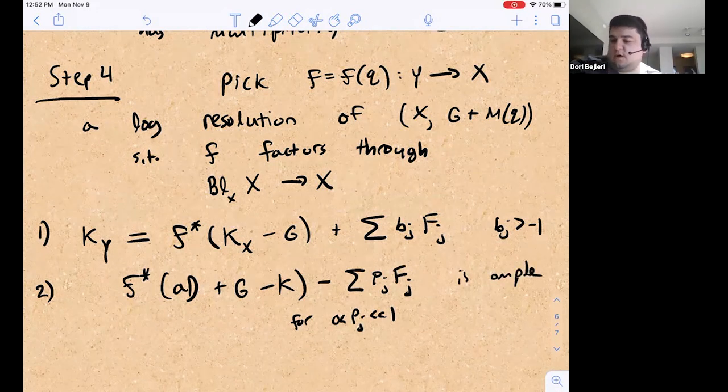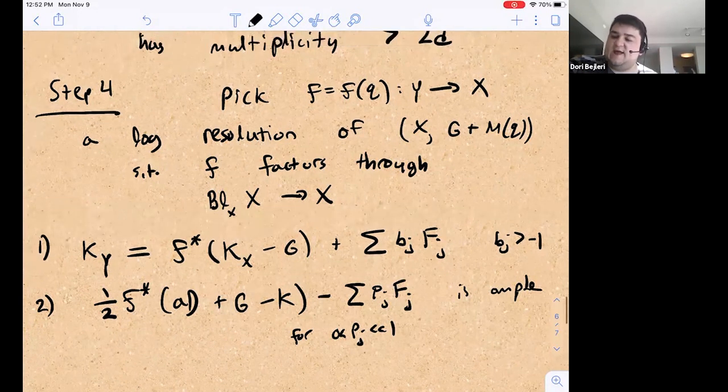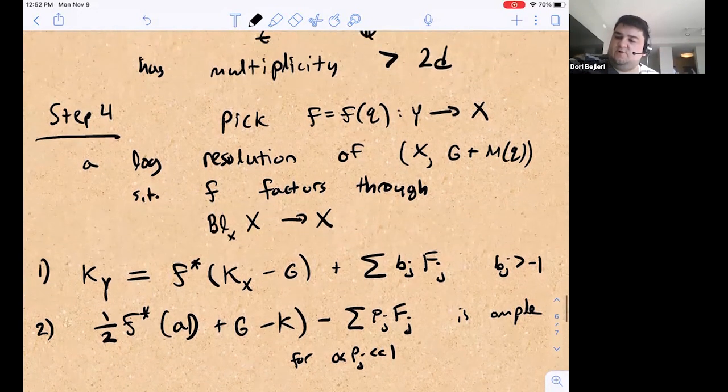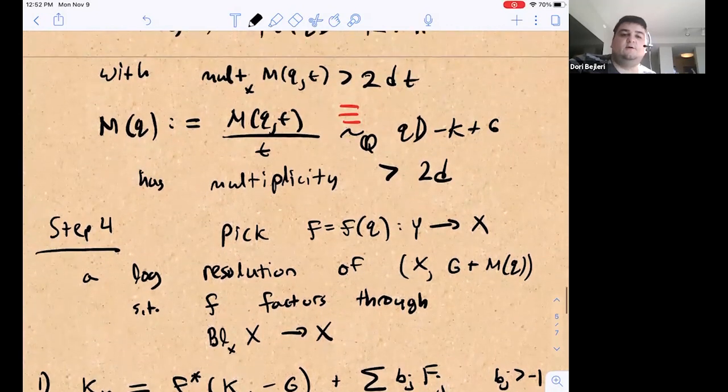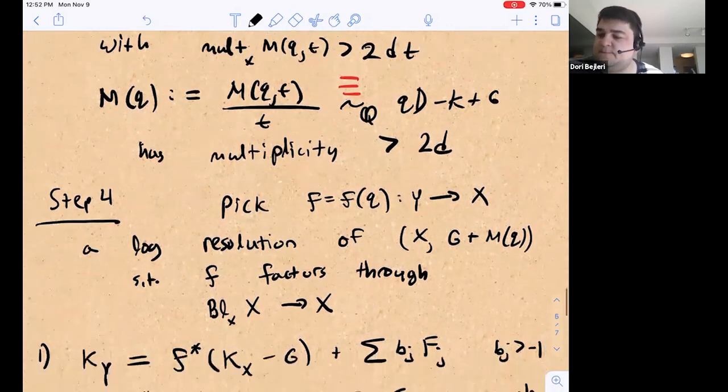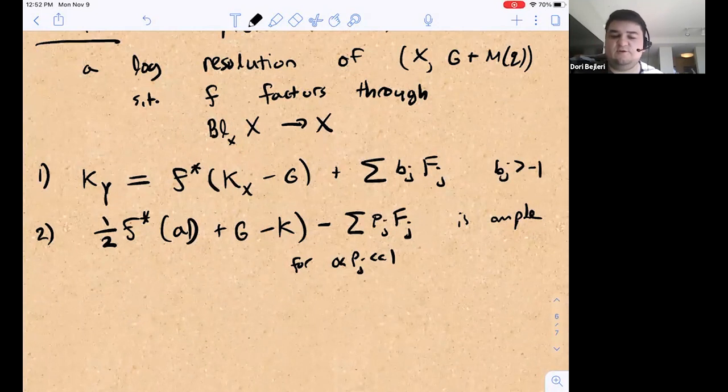But to make all the numbers work out right, we're just going to put a 1/2 here. Of course, if we put 1/2 in front of this first divisor, it's still big enough, so we can still take some perturbation to make it ample. We'll just throw that in there. And this 1/2 is really going to be related to this multiplicity bound that it's 2D. But in the end, you just need something to get the right bounds.